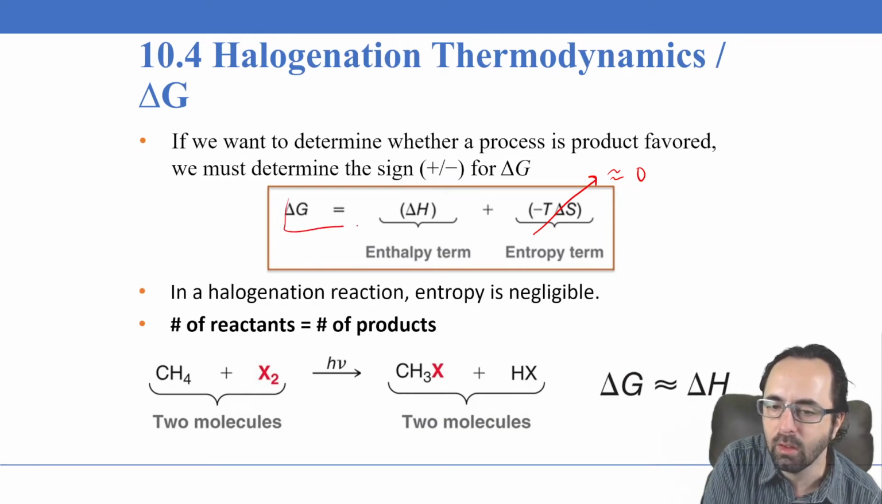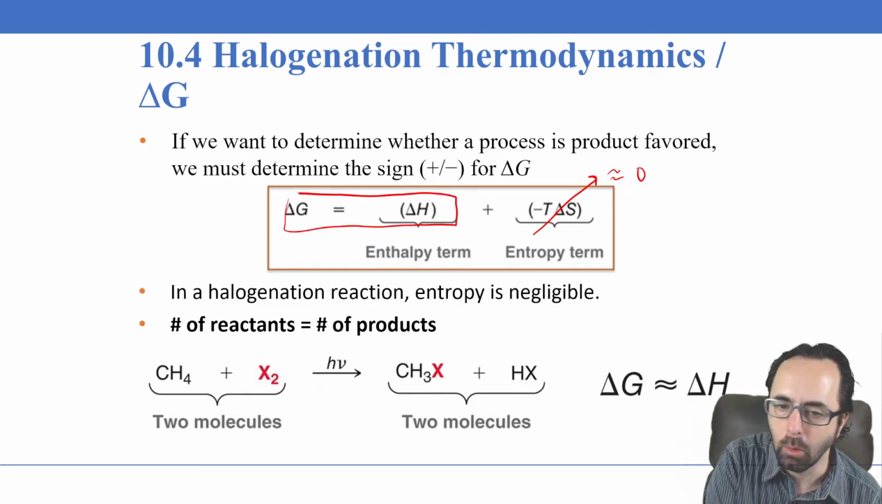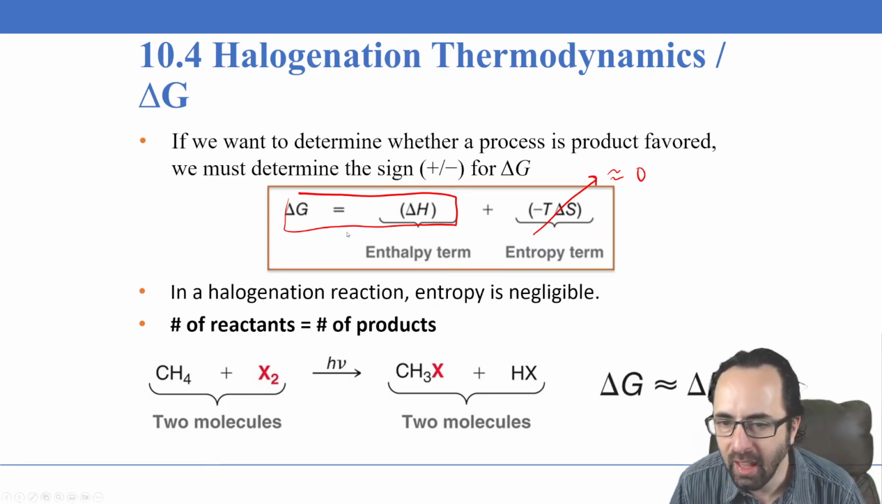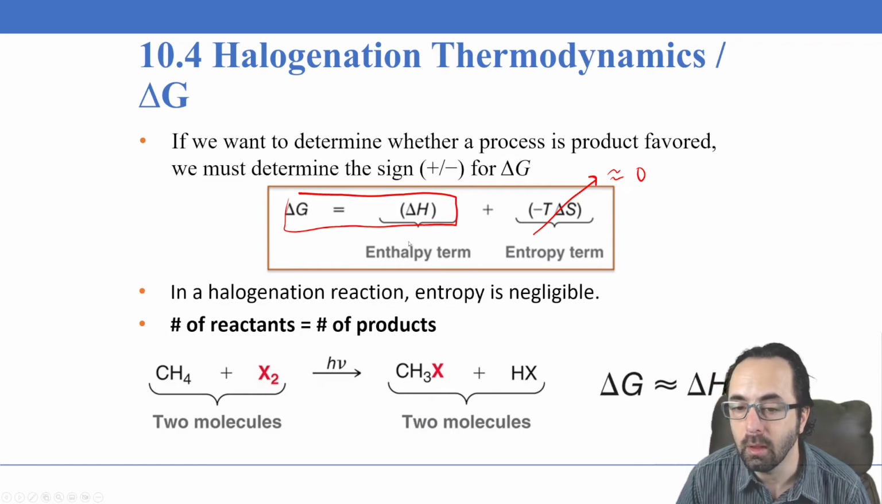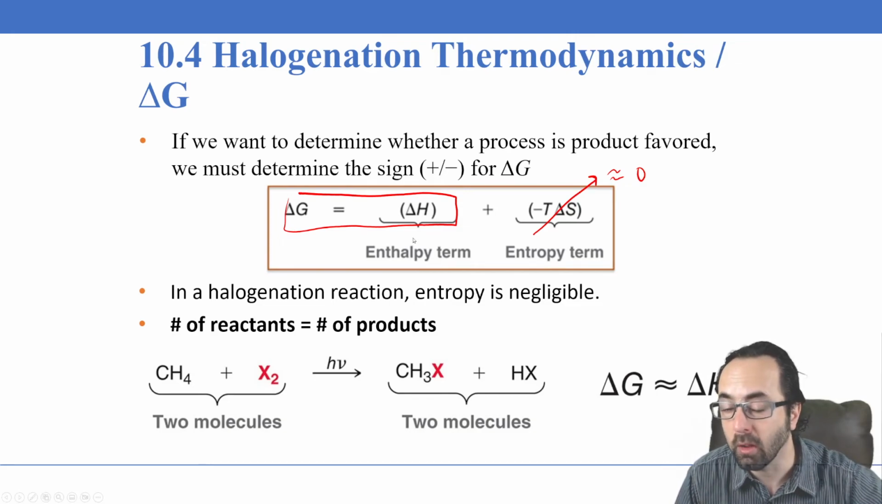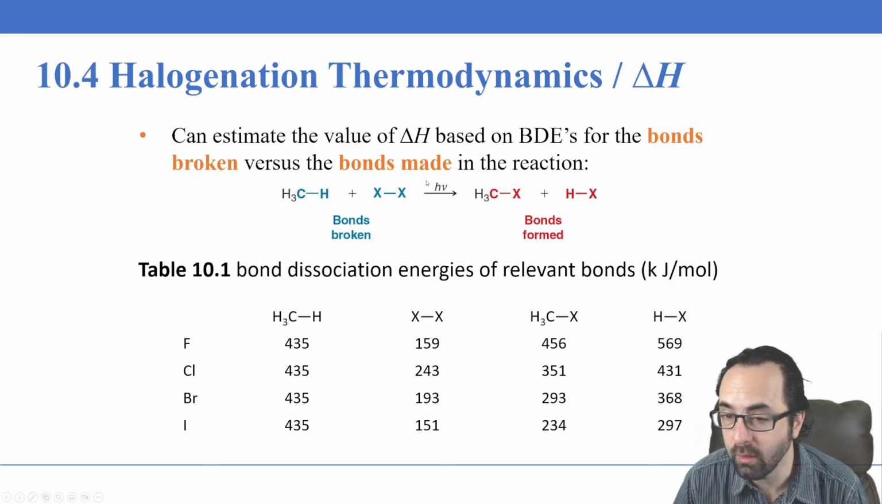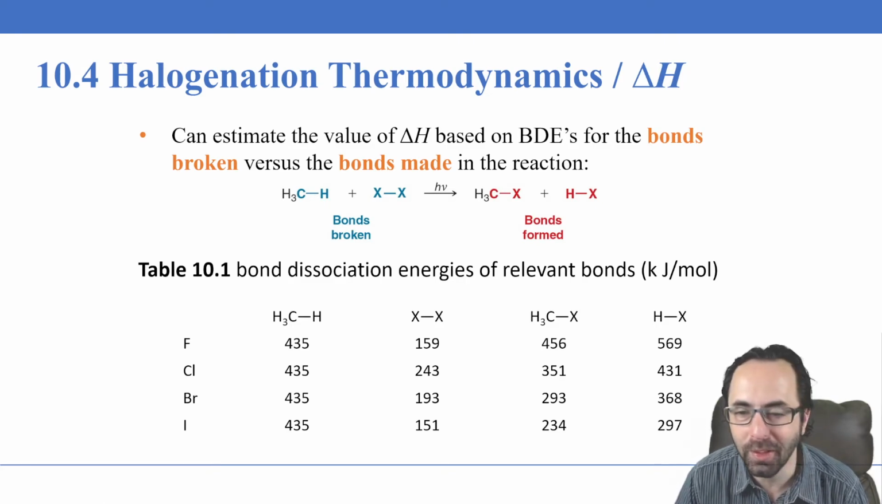What we get is that delta G is going to be proportional to the delta H. So if we have an exothermic reaction, it will likely be spontaneous. If it's endothermic, it will likely be non-spontaneous. So we need to think about whether this kind of reaction is exothermic or endothermic. And so we can do that, remember, from way back in chapter 1. We've done this a few times.